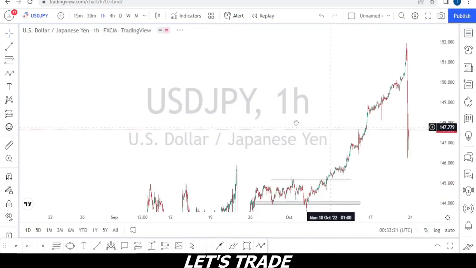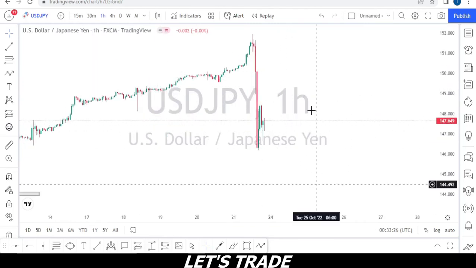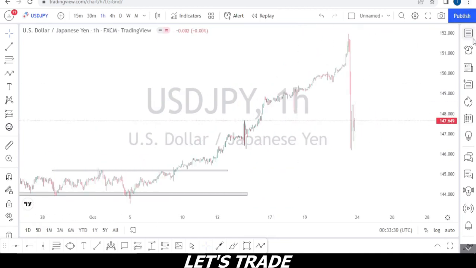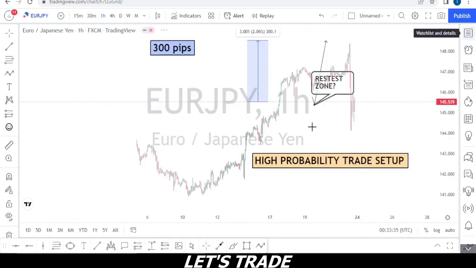Now on JPY USD, we saw this impulsive move to the downside. All right, so I don't have any clear direction for this market yet. I'll be dropping updates also in the group.